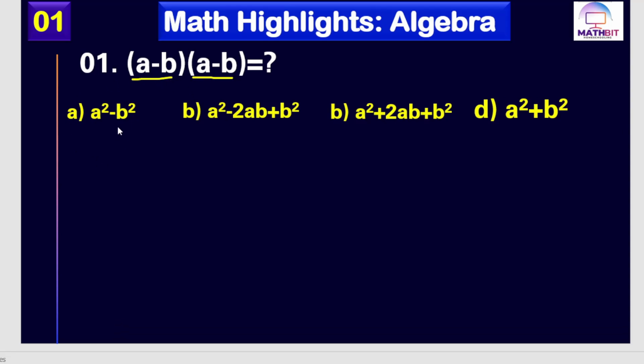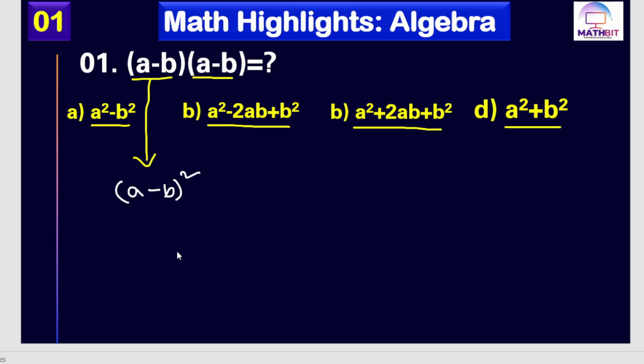Here are some options: a square minus b square, a square minus 2ab plus b square, a square plus 2ab plus b square, and finally a square plus b square. Look, here is (a minus b) times (a minus b). So we can write this as (a minus b) whole square. So very simple, the answer should be number B, because (a minus b) whole square means a square minus 2ab plus b square. So the right answer is number B.